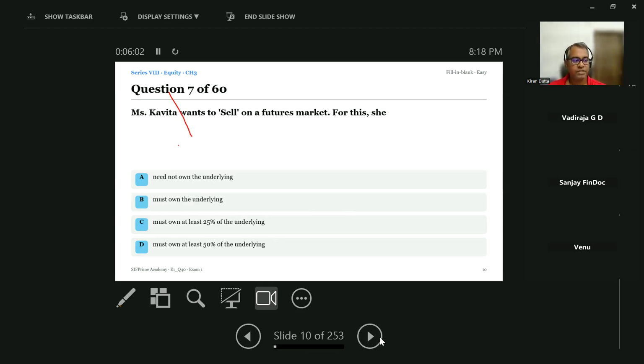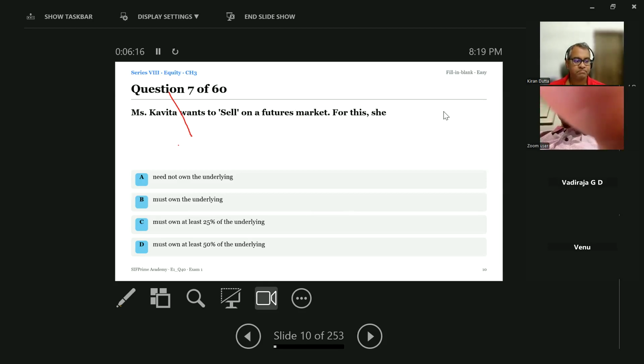What does she have to do? Just now explain. Very good. Got it, right? In the futures, you need not own anything on the underlying part. Please don't get confused. It's not at all tricky. They try to make it look tricky, but it's not. If you have to sell anything on the futures market, you need not own any underlying, whether you have to buy or whether you have to sell. The same concept that we discussed just like 2 minutes ago.